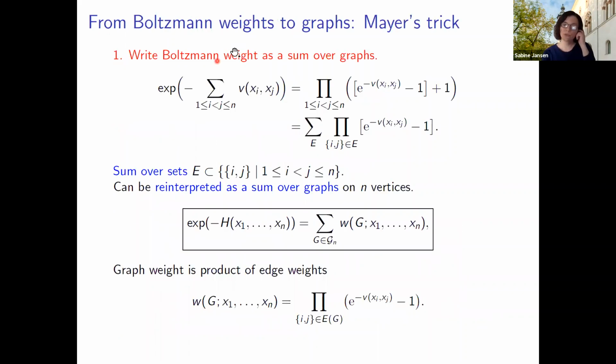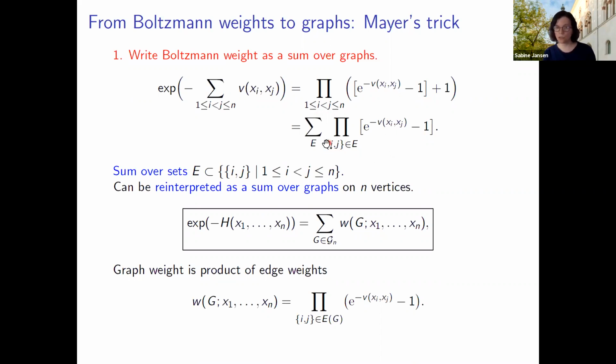Good. Now let me first remind ourselves of how you get to this Mayer trick, which goes back at least to the 40s, for how you get from configuration integrals to graphs. So step number one is you write the Boltzmann weight, which is this e to the minus total energy. This is the exponential of a sum. Exponential of a sum is, of course, a product of exponentials. In the individual contributions to the product, you do a minus 1 plus 1 trick. This leaves you with a product of 1 plus stuff, so you can expand it. And when you expand it, you have a sum over subsets of the pairs, of all possible pairs ij. And each subset contributes a product over all pairs ij contained in this set, e to the minus interaction minus 1.